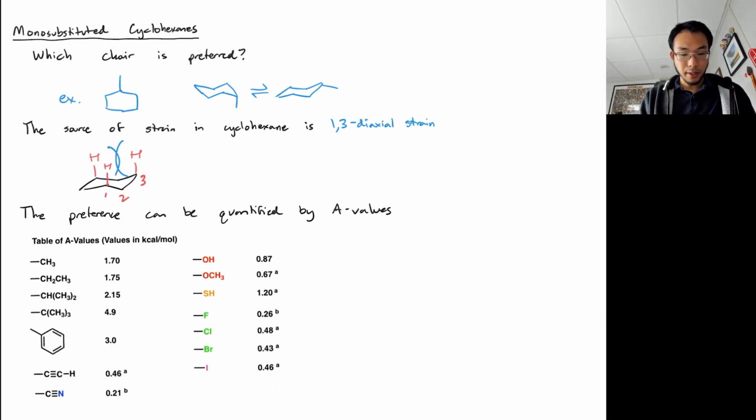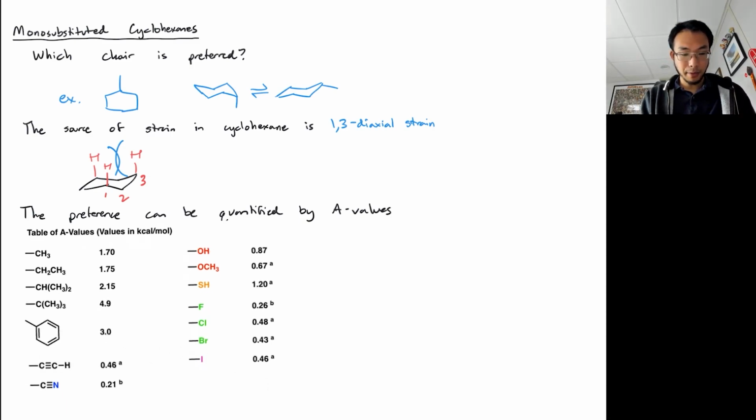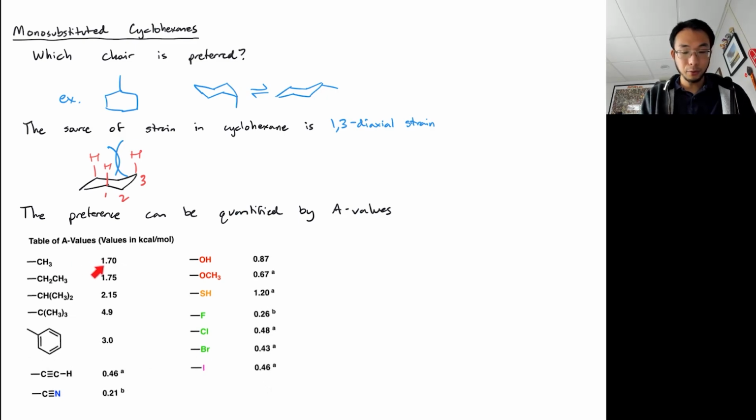Just to look through this, it makes sense that a methyl group has some amount of preference for being equatorial because a methyl is larger than a hydrogen. Once you get to this group right here, this is tert-butyl, a very sterically large group that gets a very large A value. That means that a tert-butyl cyclohexane should be found almost exclusively with the tert-butyl group in the equatorial position.